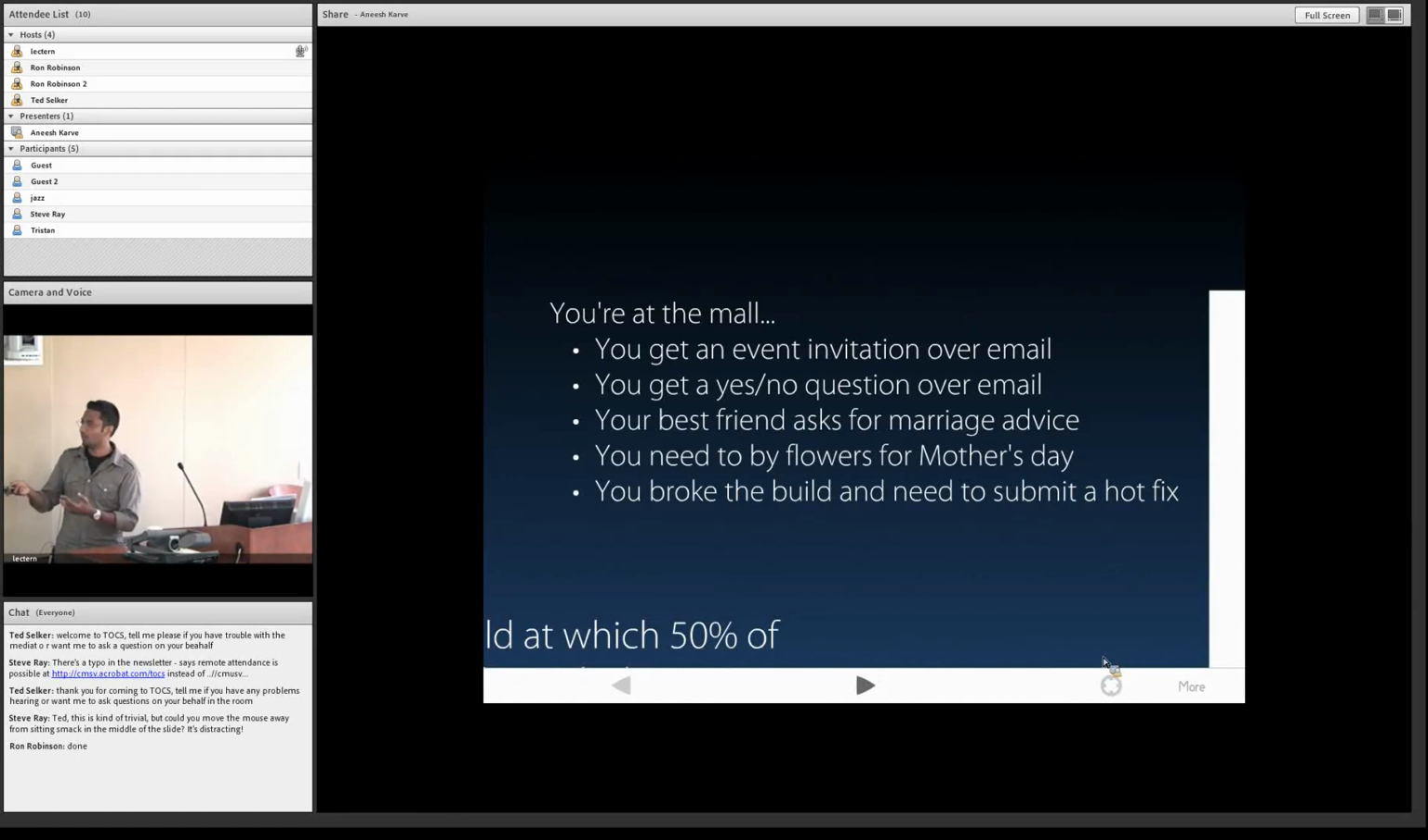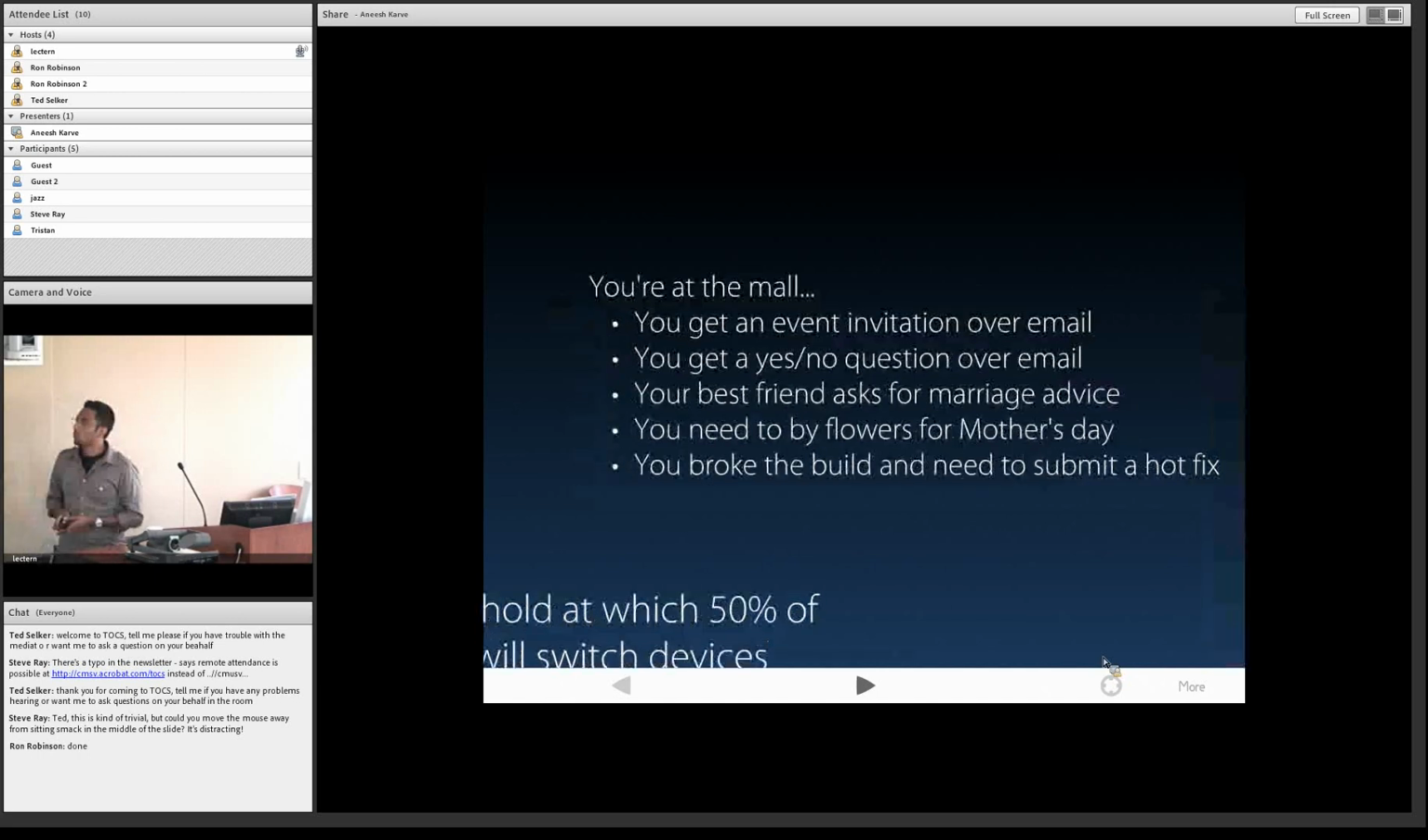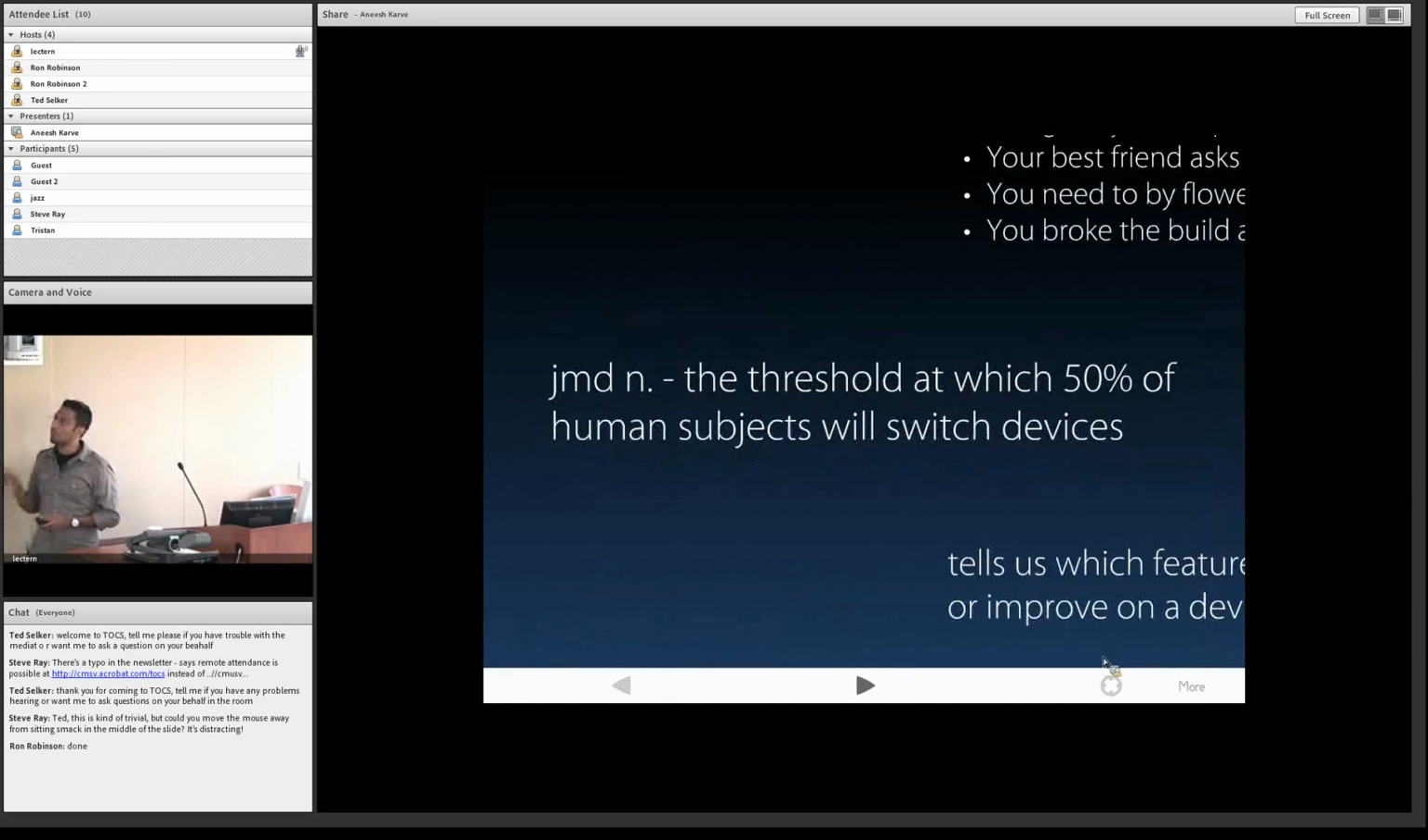Or now the coders in the room will get a kick out of this. You broke the build and you need to submit a hotfix. The chance of you doing that on your handheld device is pretty small. And what I want to introduce here is the concept of the just mobile difference. Those of you in psychology are familiar with the just noticeable difference. And the just mobile difference is the threshold at which 50% of human subjects will switch devices.